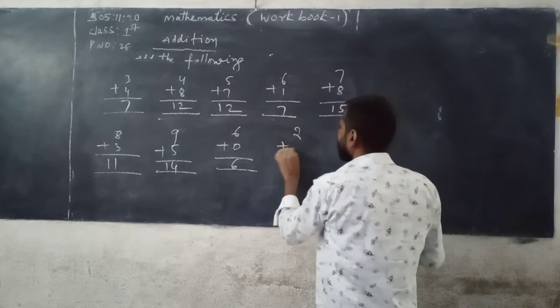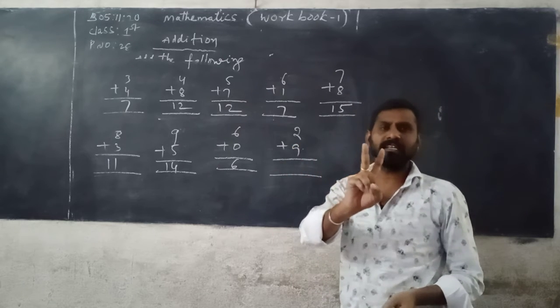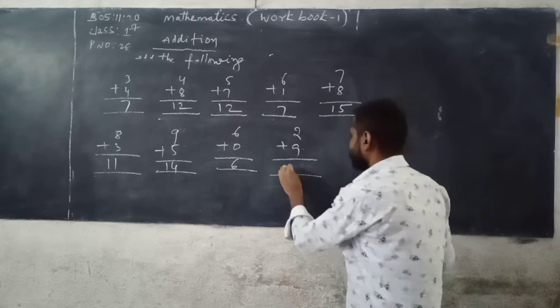Now, next, 2 plus 9. Very simple. Keep the bigger number 9 in your mind and take 2 fingers in your hand. You can count 9, after that 10, 11.